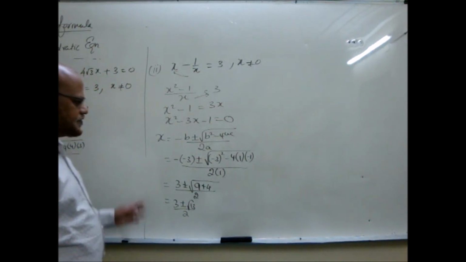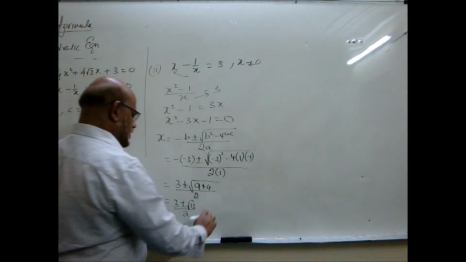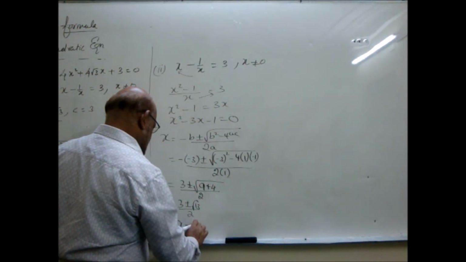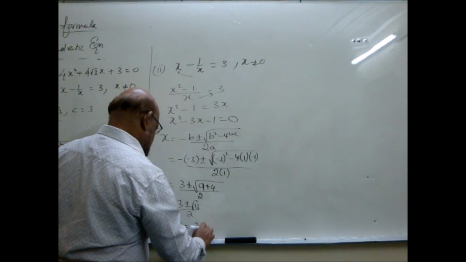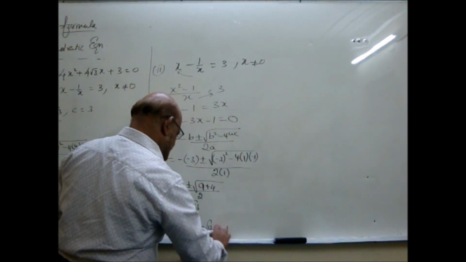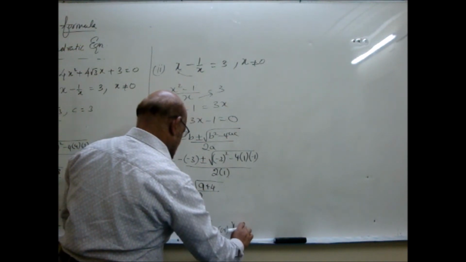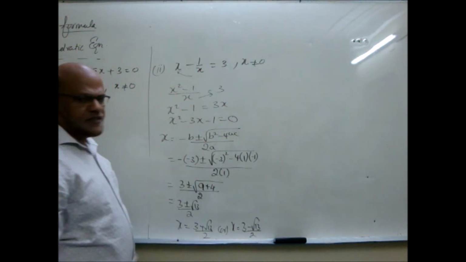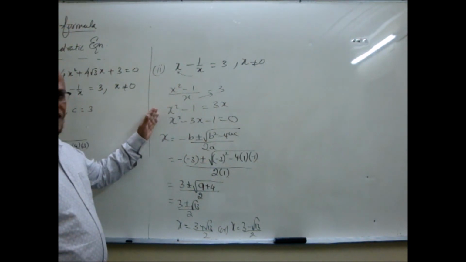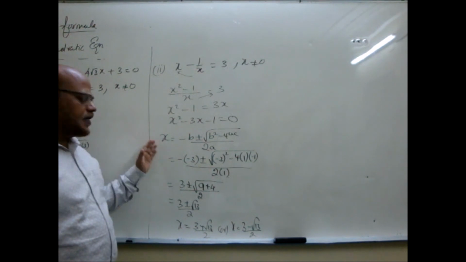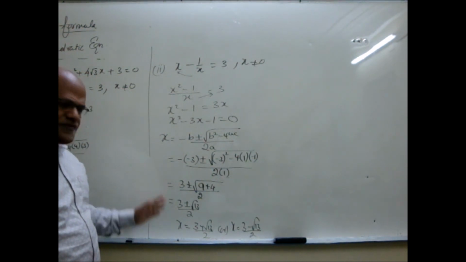2 values for x we have to write. That's it. So x can be 3 plus root 13 by 2 or x is equal to 3 minus root 13 by 2. If any question comes, bring it to the standard form first, find out what a, b, c are, apply the quadratic formula, and get the answer straight away.